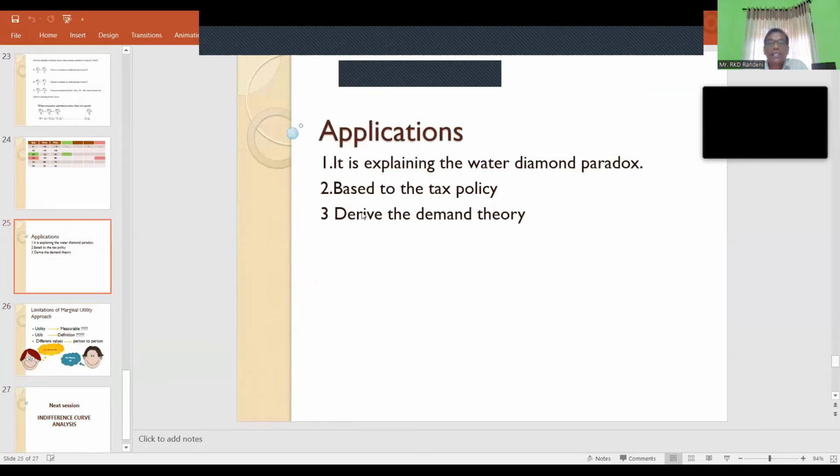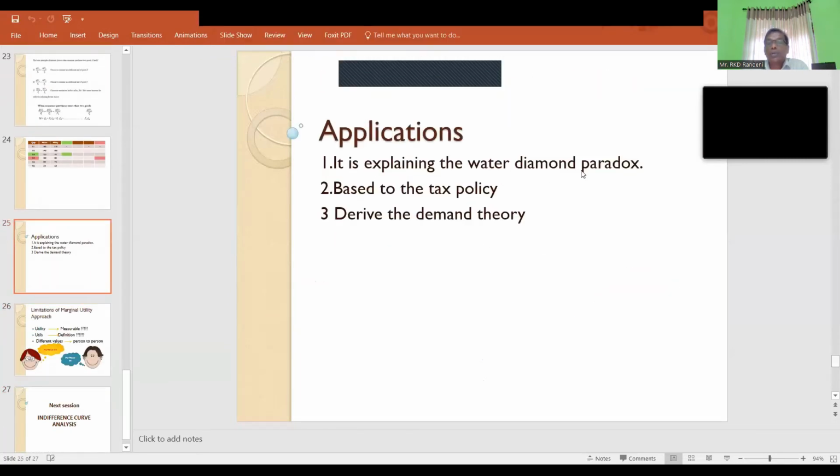Now here you can see that they explain the water diamond paradox, the practical usage and applications. It is explained based on the tax policy, and deriving the demand theory. There are three things here we discussed already. There are so many applications. Here we are considering only three.